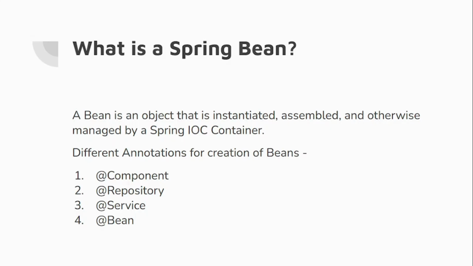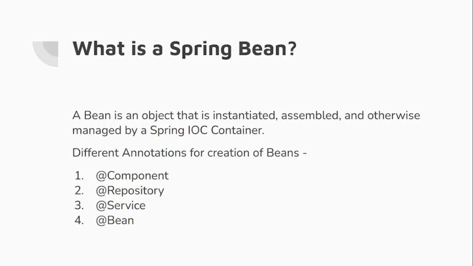The first one is Component, second one is Repository, the third one is Service, fourth one is Bean. There are more annotations in order to be able to create beans in the Spring framework. But for the time being, let's stick with these four.